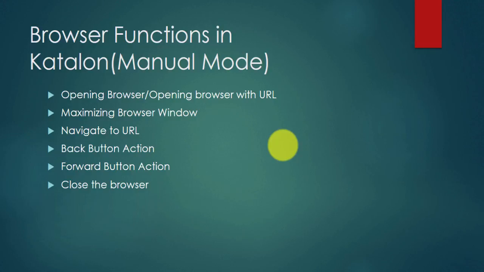Then comes maximizing the browser window. We will see how to maximize the browser window, and then we'll see how to navigate to some other URL in place of the existing one, and then we'll see how we can use the back button and forward button of the browser, and finally we'll see how to close the browser. And the same kind of action we will see in scripting mode as well. So let's get back to the Katalon Studio.